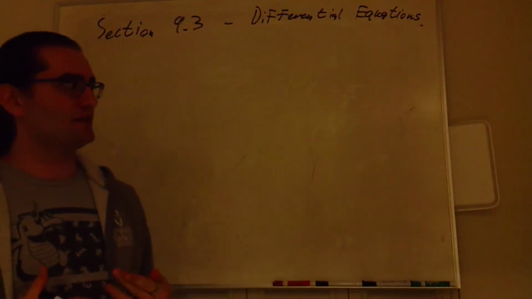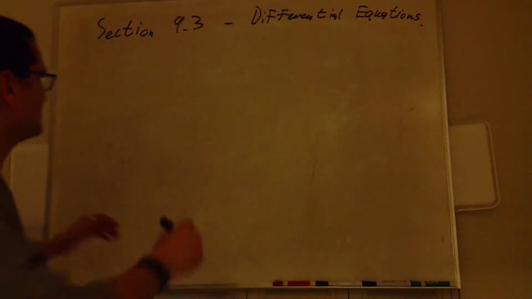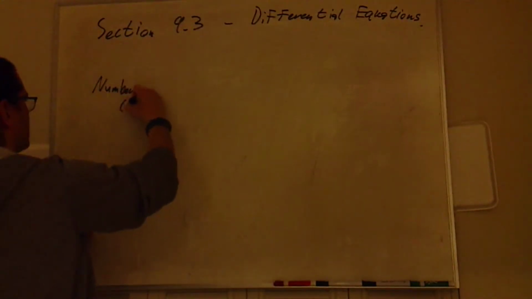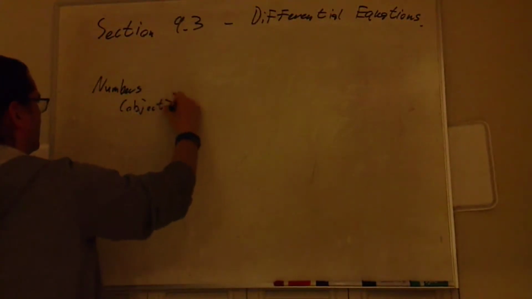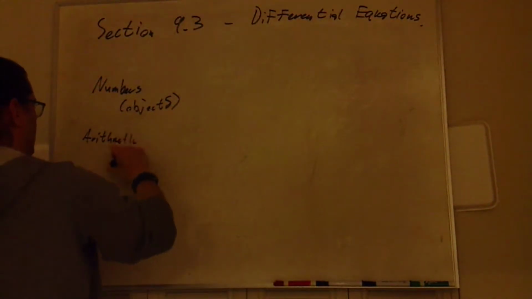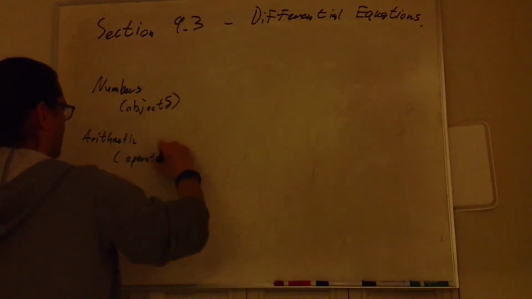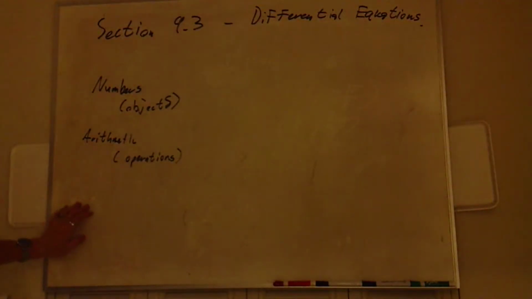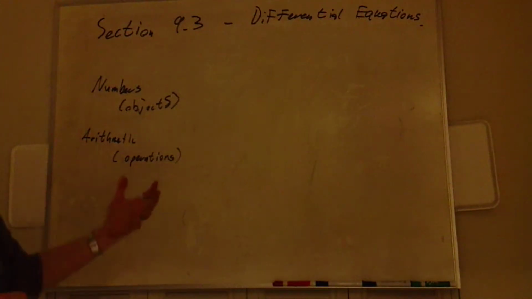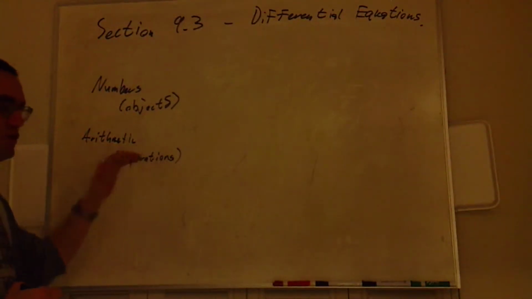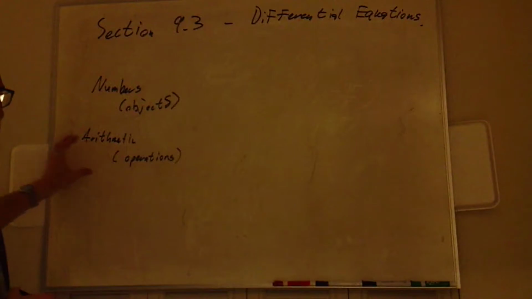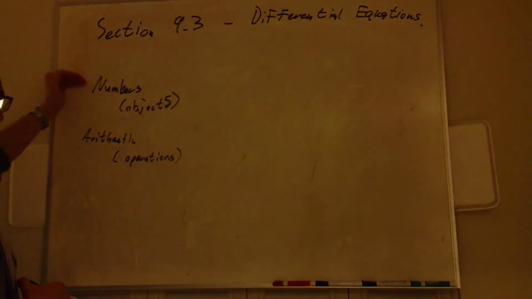And what I mean by that is in elementary school mathematics, you start with numbers as objects, and then you do arithmetic as operations on those objects. So you start by counting things, and those are numbers, and then you start adding, subtracting, multiplying, dividing, exponentiating, all these operations you can do to these numbers. These are the actions that you take on these objects.